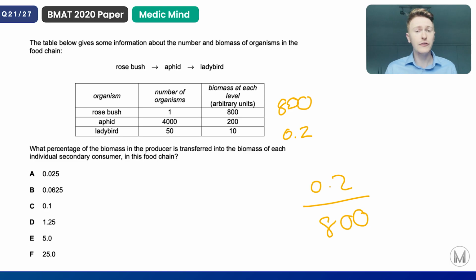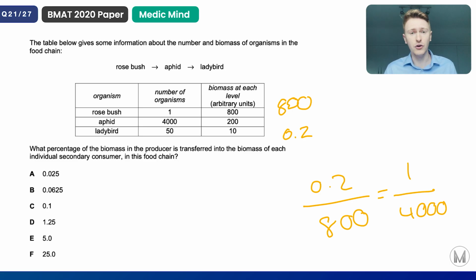Now you may not initially know how to calculate this in your head, but I will remind you that 0.2, if you multiply it by 5, will get you a nice round 1. So do the same with the denominator. 800 multiplied by 5 is 4,000. These two fractions are the same. Now that helps us because 1 over 4,000, even though it has plenty of zeros in, surely it will also have a 2 and a 5.